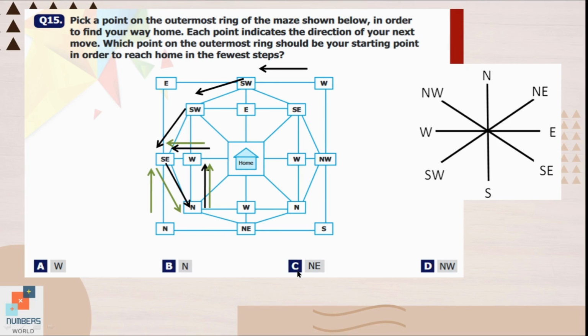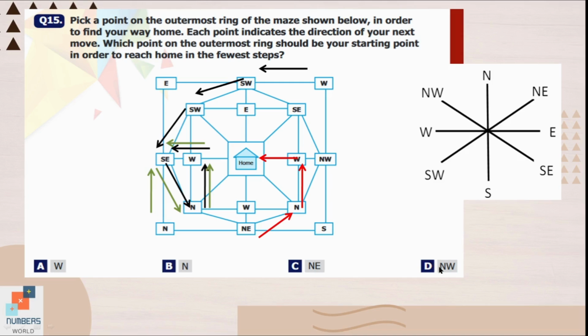Now let's check our option C here. If we continue the journey in the direction of northeast, we will reach north and then we will move upwards to reach west. If we take a turn towards the left side in the direction of west side, we will be at home. So option C is our correct option, but let's check option D as well.